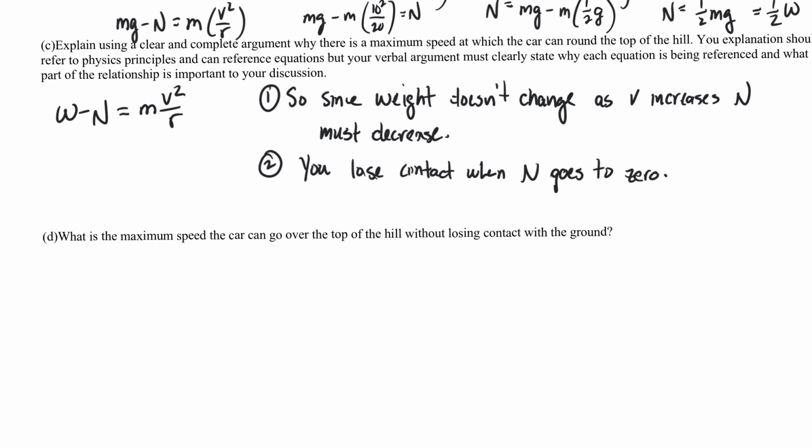This is the smallest n can be. Therefore, v is a maximum when n equals 0.